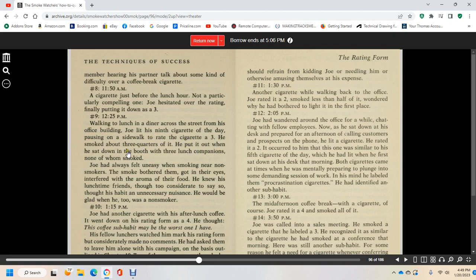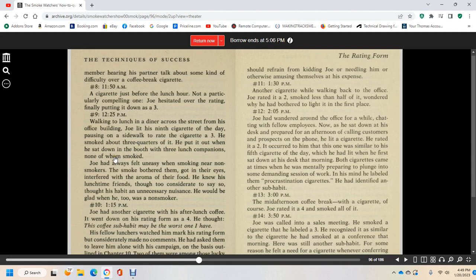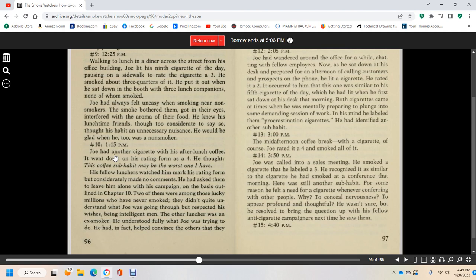He put it out as he sat down in the booth with three lunch companions, none of whom smoked. Joe had always been uneasy smoking near non-smokers. The smoke bothered them, got into their eyes, and interfered with the aroma of the food. He knew his lunchtime friends, though, to be too considerate to say so, though his habit was an unnecessary nuisance, and he would be glad to be, too, a non-smoker.